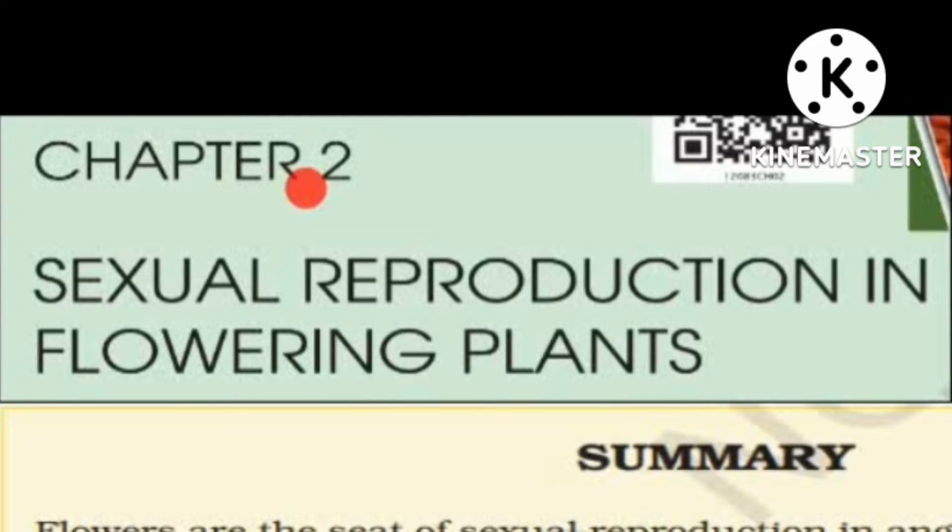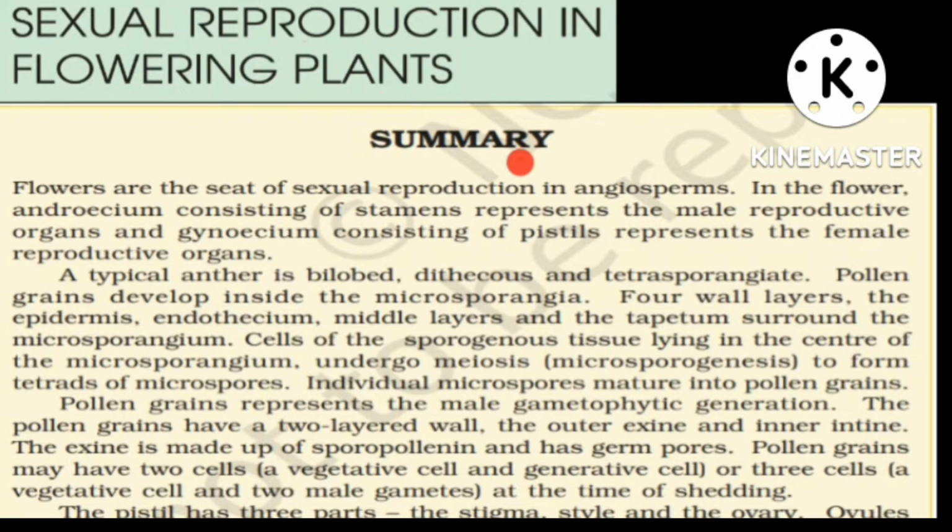Chapter 2, Sexual Reproduction in Flowering Plants. Summary. Flowers are the seat of sexual reproduction in angiosperms.